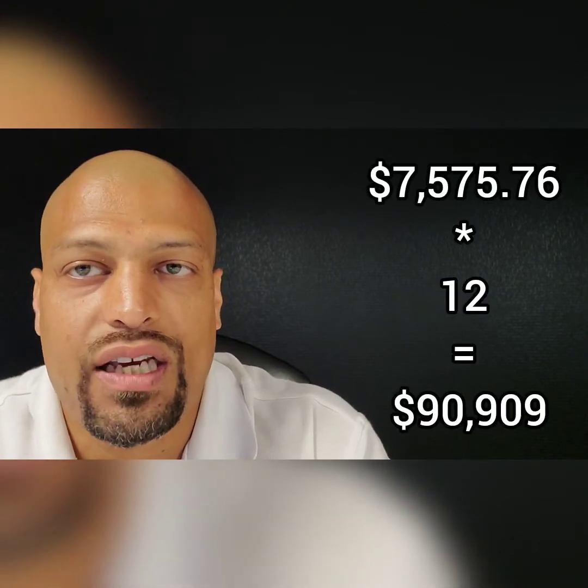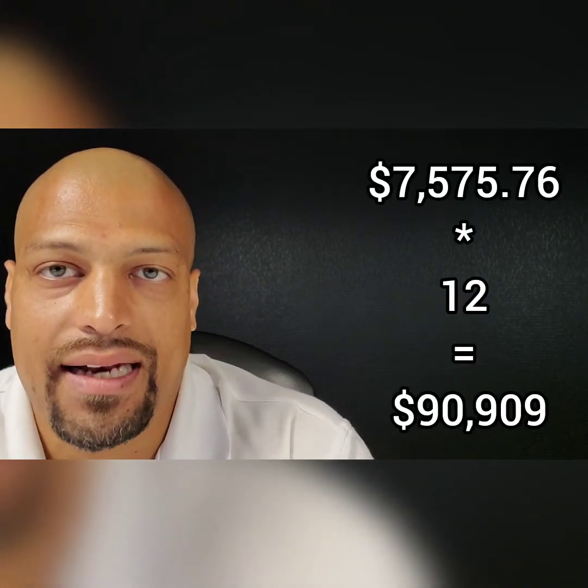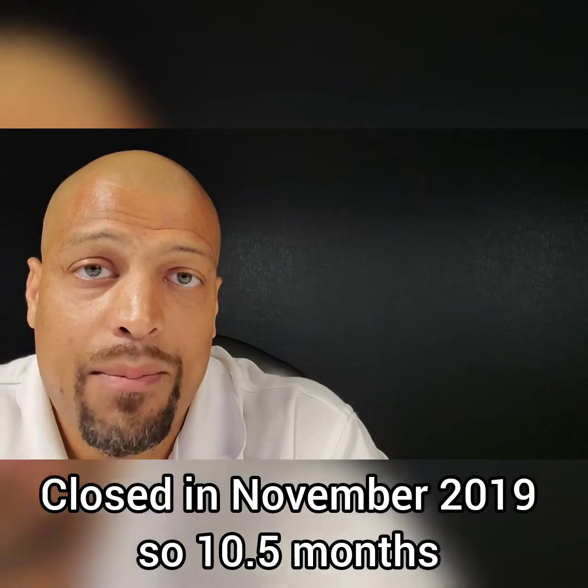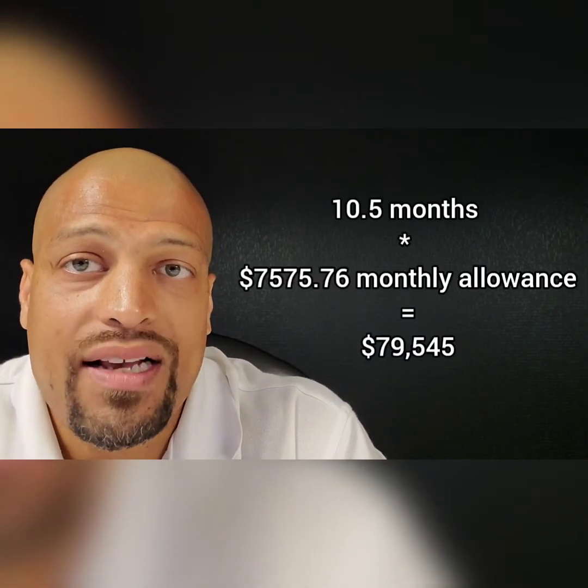During each whole year, the investor's ownership allowance will be 12 times our monthly rate, which equals $90,909. During the year of disposal, the investor will claim an allowance for only 10.5 months because they sold in November 2009, which will equal $79,545.